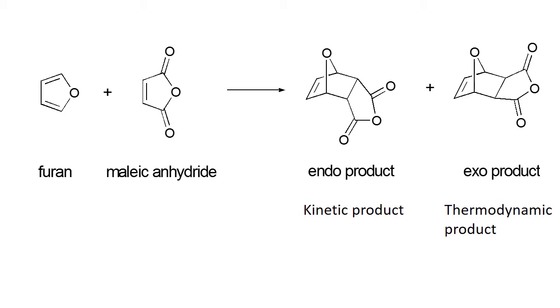The endo product is known as the kinetic product. This is because it forms the fastest. However, due to sterics, the exo product is actually the more stable product. If this forms, it's known as the thermodynamic product. Most books will tell you that the kinetic product is more common.